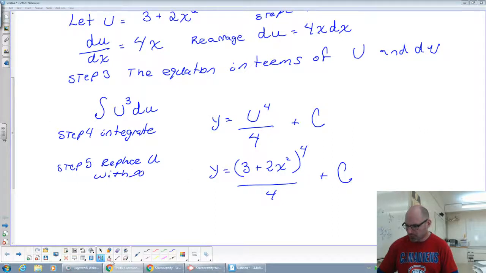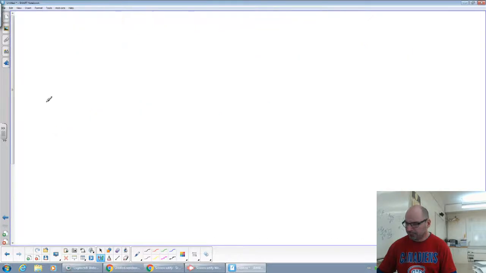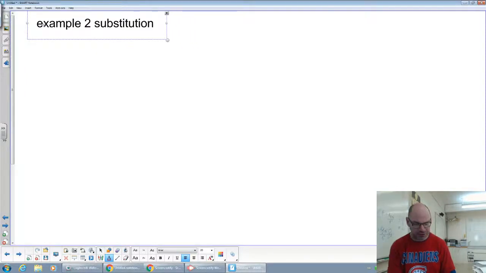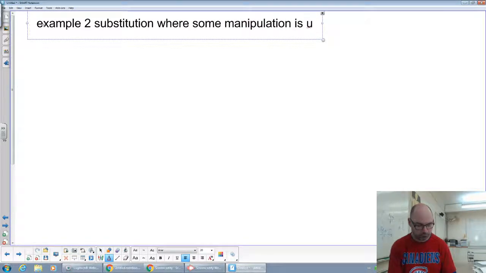So in this case, we're going to do an example 2 here. Substitution, where you need some manipulation of the equation. Okay, so let's say our example looks something like this.